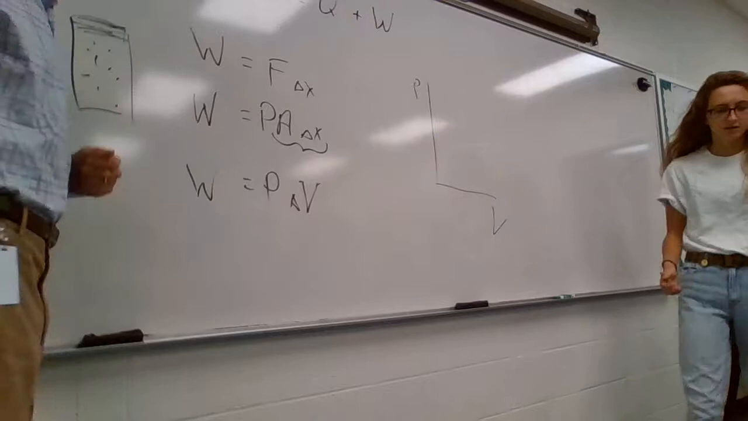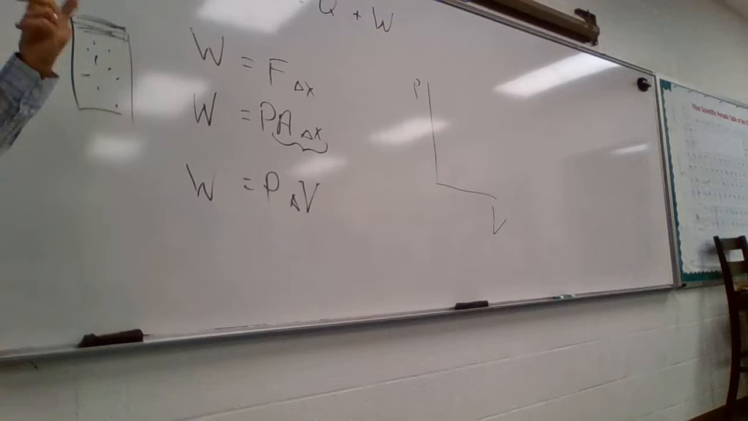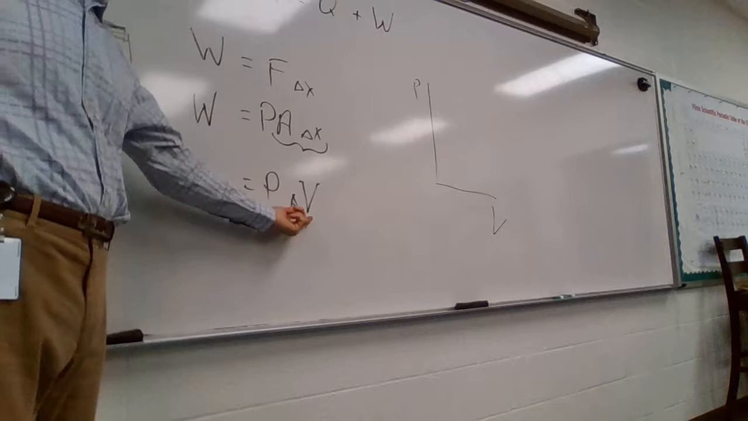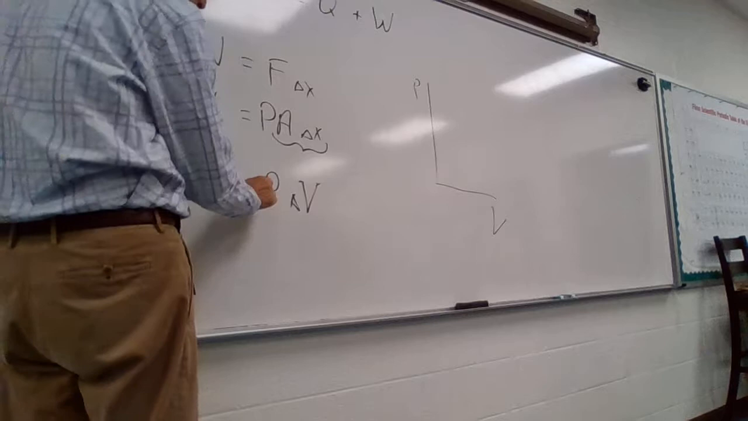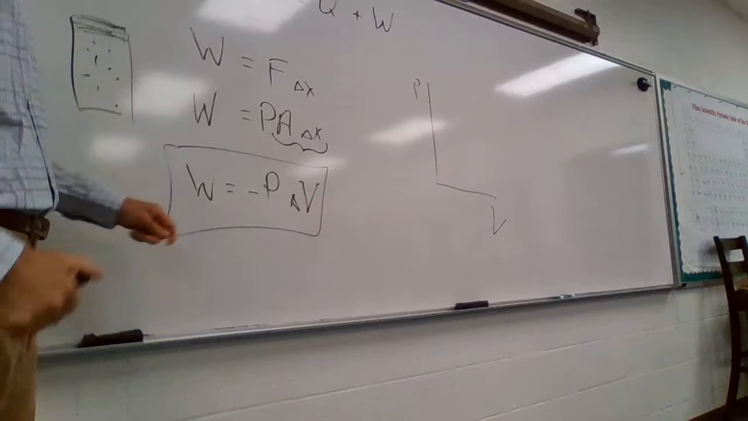However, we have to think about the sign. If the volume is decreasing because the piston is moving down, is work positive or negative? If the piston moves down, is the work positive or negative? Positive. That's positive. And yet the volume decreased, didn't it? So if you just plug in numbers to this, that delta V would be a negative number, times the pressure would be a negative number, but it's supposed to be positive, isn't it? Therefore, we've had to put a negative in front of the P delta V to make the sign come out correct.